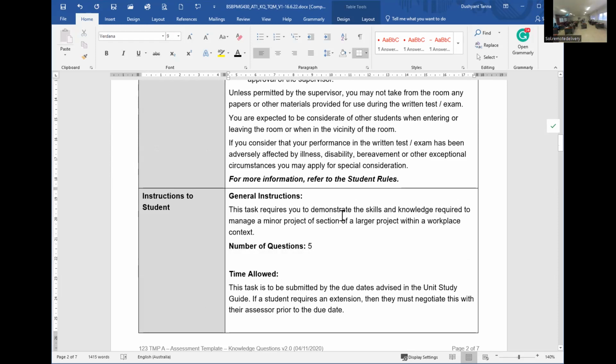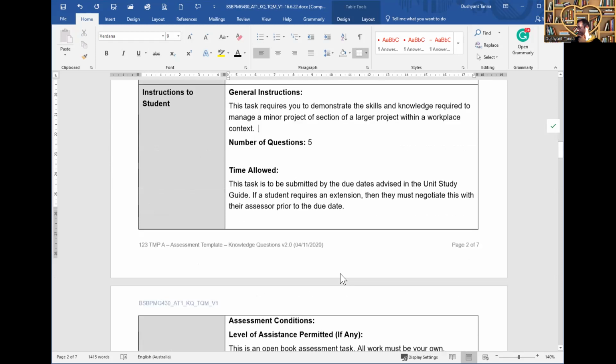The task requires you to demonstrate the skills and knowledge to manage a minor project or section of a larger project within a workplace. So you are managing a minor project, which is a part of the bigger one. Okay?